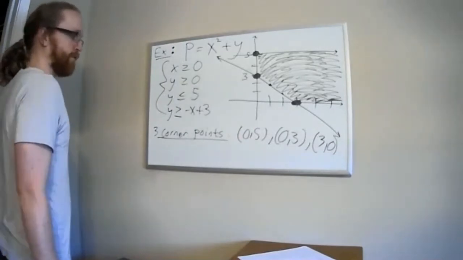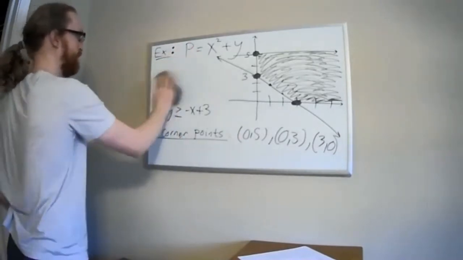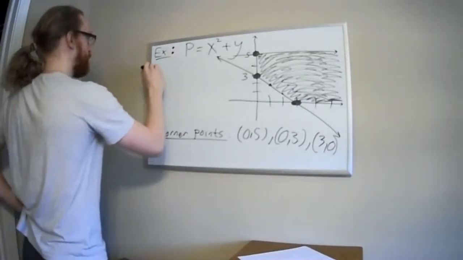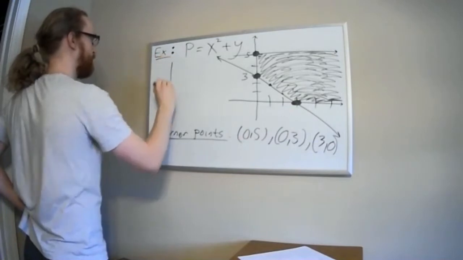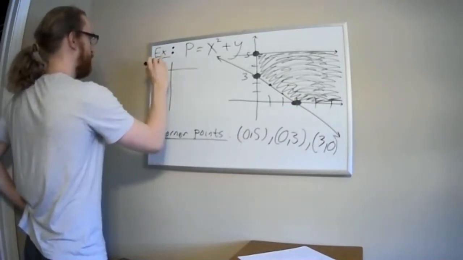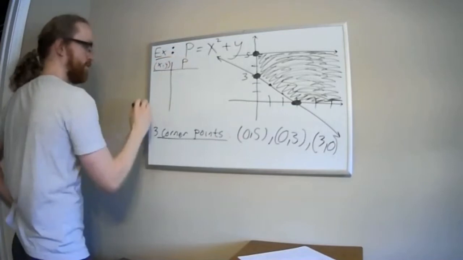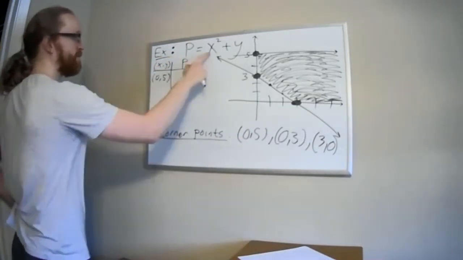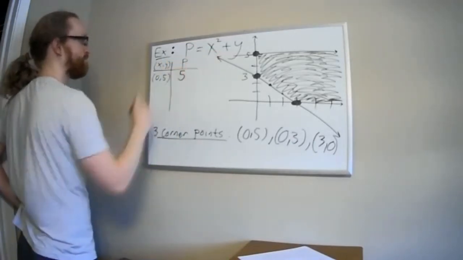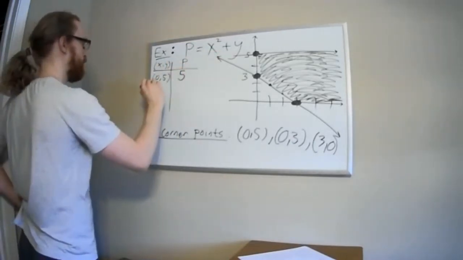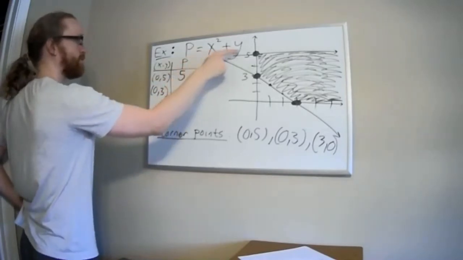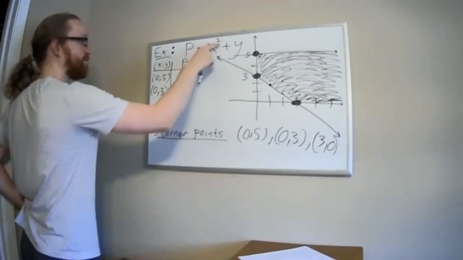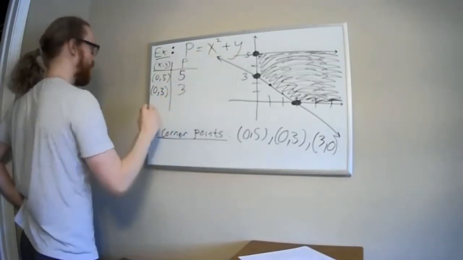So what I want to do now is plug these into our objective function and see what we get. So let's plug them in. I'm going to make a table. When I plug in 0, 5, I get 0 plus 5, which is 5. When I plug in 0, 3, I get 0 plus 3, that's 3. And when I plug in 3, 0, I get 3 squared plus 0. 3 squared is 9, so I get 9.